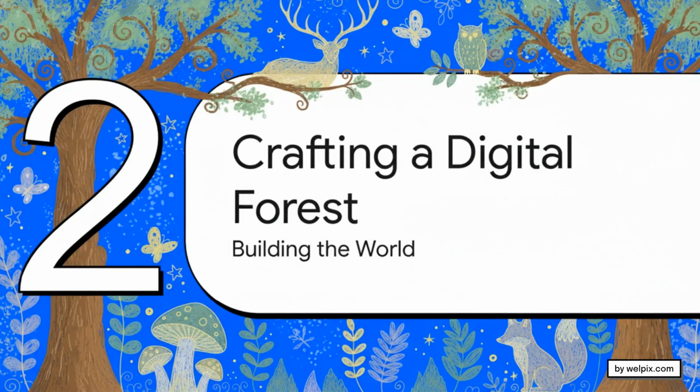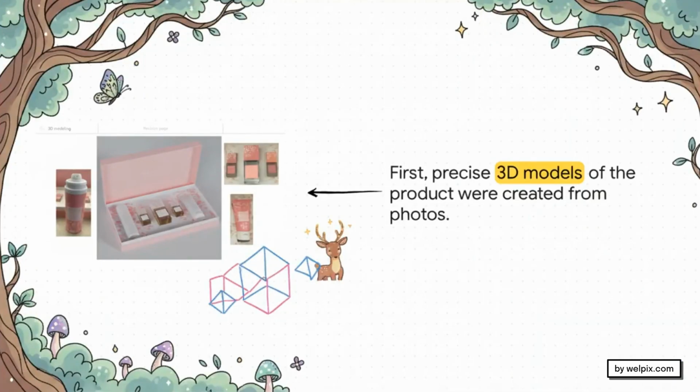So, with that vision locked in, it was time for the team to roll up their sleeves and start building this fantasy world, literally pixel by pixel. This is where all the digital craftsmanship really kicks in. But, before they could even think about building the forest, they had to build the product. So using a ton of detailed photos for reference, every single bottle, box, and tube was meticulously recreated as a perfect 3D model. This is so important. It's the anchor of reality in the whole dreamscape they're about to create.